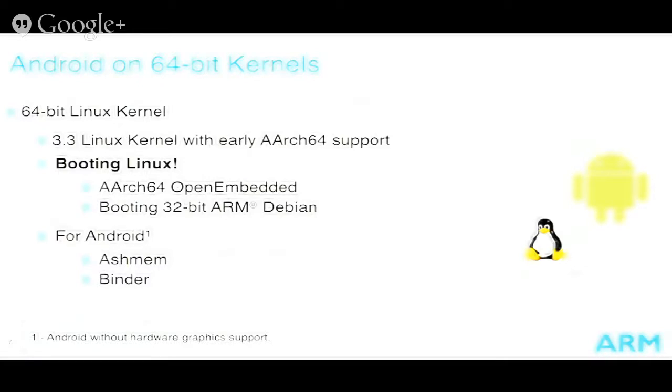It was booting an AR64 open embedded file system, that's a 64-bit Linux file system, as well as a 32-bit Debian port for ARM. And I'm mentioning that 32-bit Debian port because I want to emphasize that the compat layer for Linux was already working at this point. However, for Android, we needed two more subsystems, HMEM and Binder. And here I'm talking about Android with a minimal set of hardware support, so no hardware graphics, no ION, or other such systems.